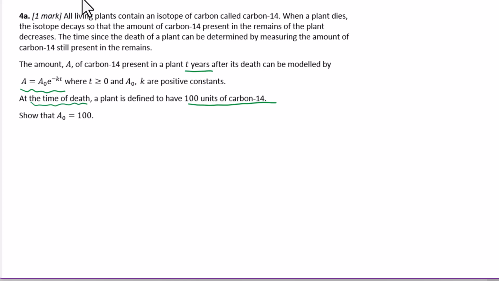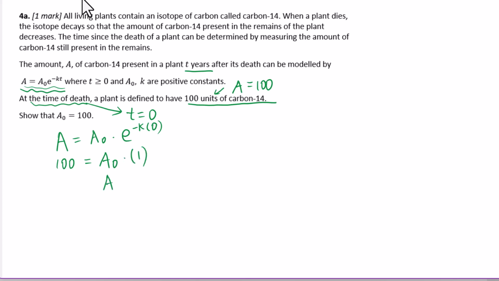At the time of death means T equals 0. We plug back in this equation. A equals A sub 0 times e to the negative k times 0's power. From this information, we know A equals 100. So 100 equals A sub 0 times 1. A sub 0 equals 100.